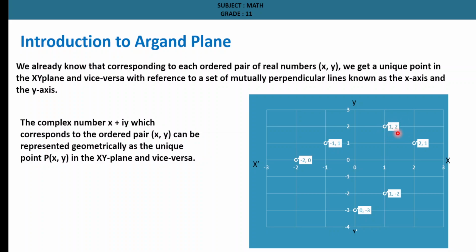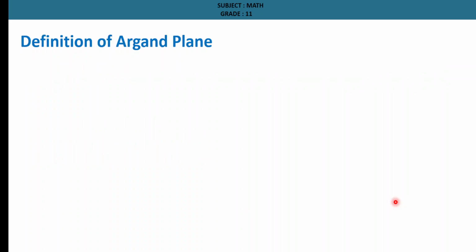This value is 1 plus 2i. This value is minus 1 plus 1i. This value is minus 2 plus 0i. This one is 0 minus 3i. This one is 1 minus 2i.